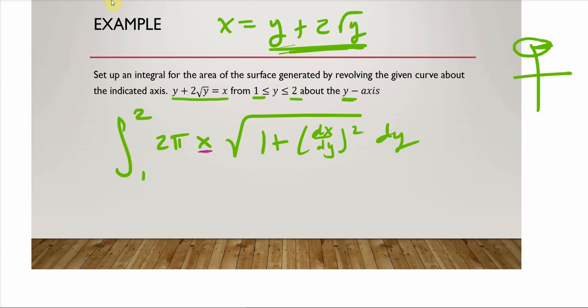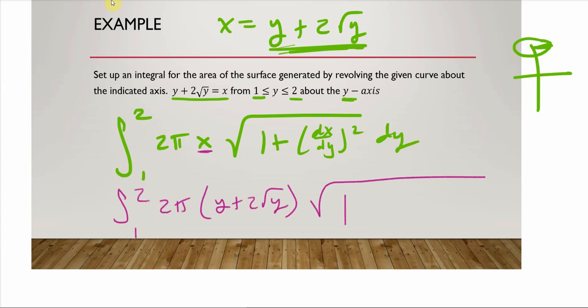But sir, this is not in terms of y. Don't worry, we'll convert it right now. 2 pi, but what is x? X is going to equal y plus 2 square root of y. And now we have to worry about this one here. So I'm going to say 1 plus dx dy. Now here's where I lose some students, all right? This is not dy dx.